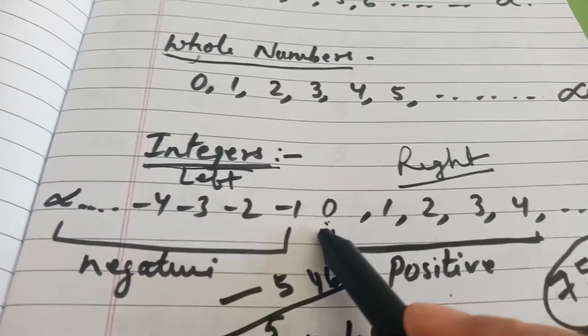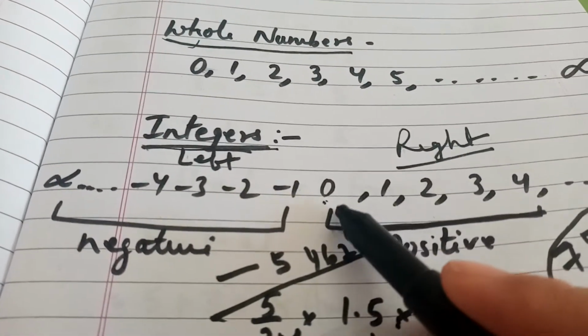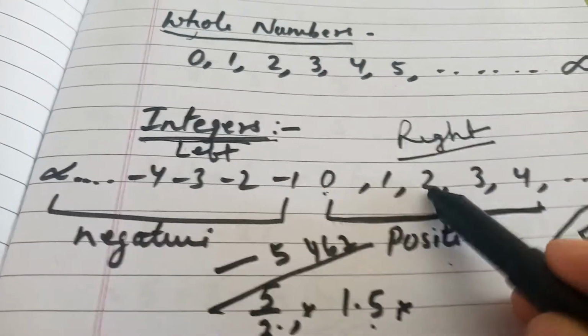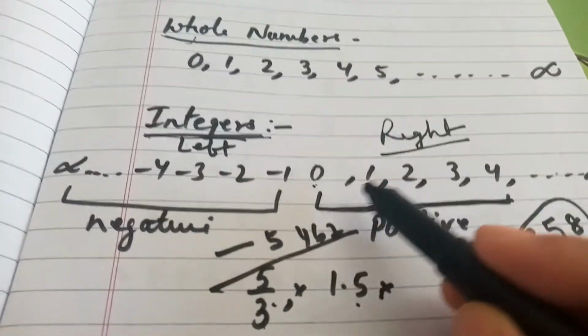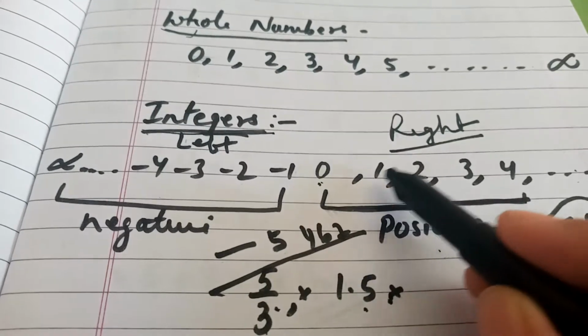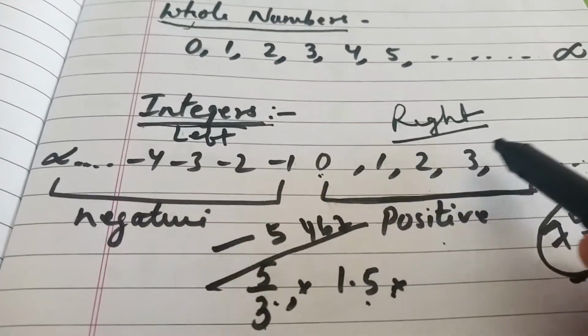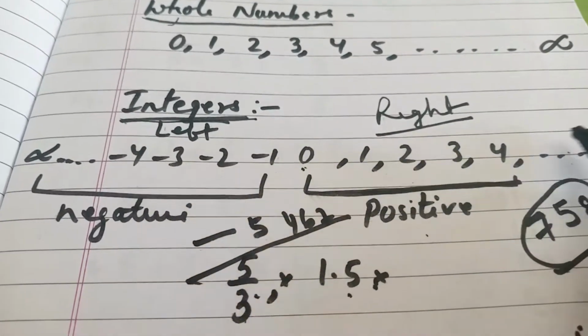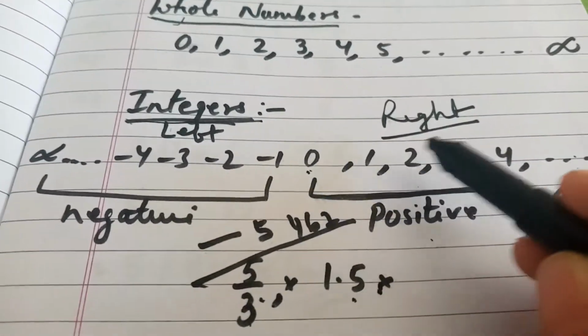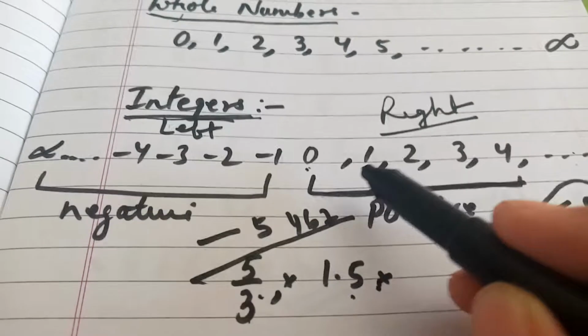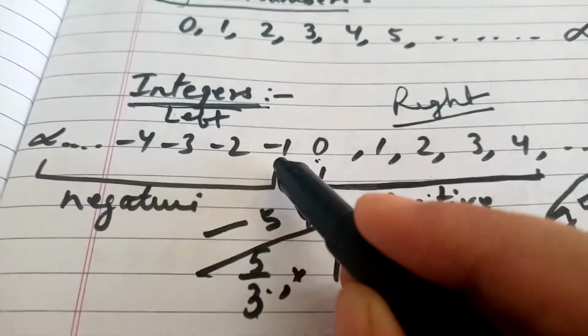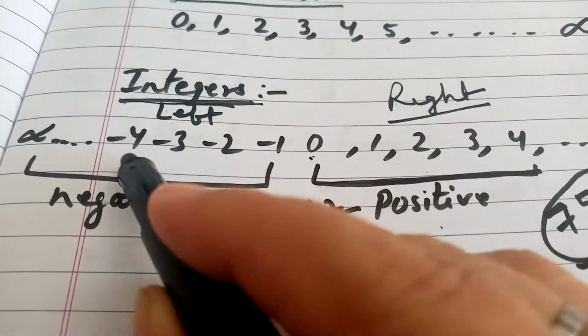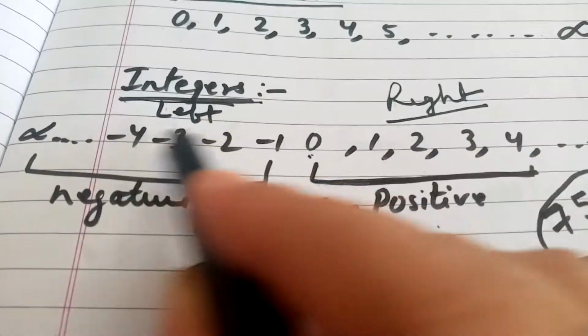One thing that you have to remember: when you write 0, 1, 2, 3, 4, after 0 comes 1, after 1 comes 2. That is increasing order. So when you go to the right side, it is increasing order. And below that, on this side, -1, -2, -3, -4, on the left side, we have decreasing order.